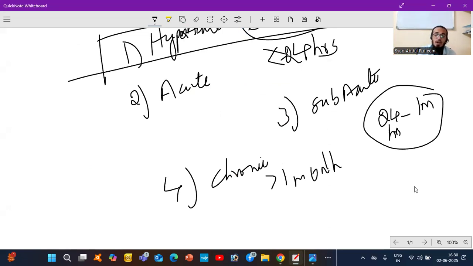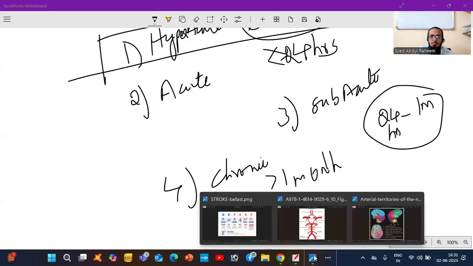Next important thing we have to remember about stroke is the circulation, because here circulation is very important. So which part of the brain is getting which arterial supply? If the artery is damaged or a clot happens in that artery, it will result in the symptoms. Okay. This is very important. So let's see the arterial supply to the brain.